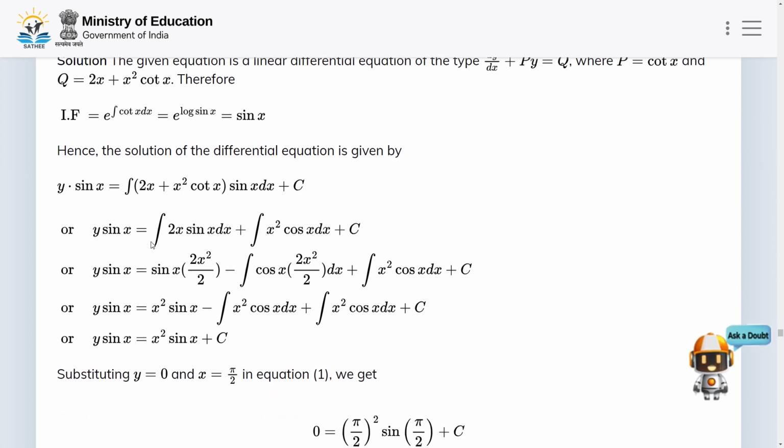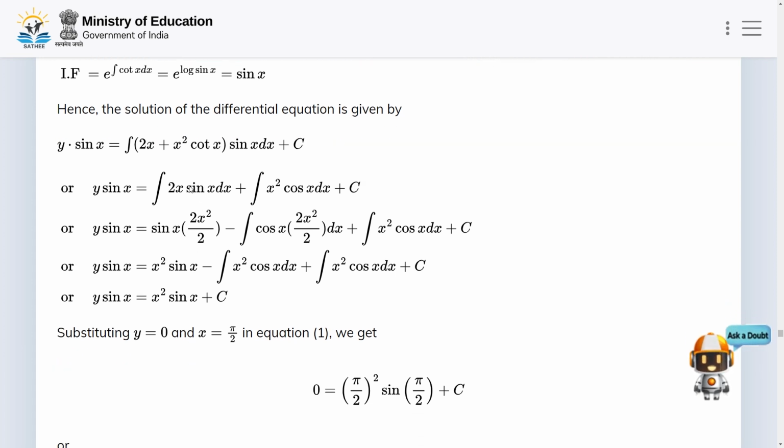Now this can be separated as the integration of 2x sin x and the integration of x square cos x. You know this integration. How are you going to do it? Quite simple, using by parts. Using by parts, the first function is this and the second function is this 2x thing.